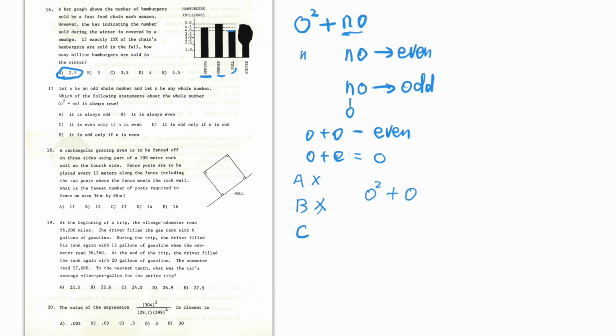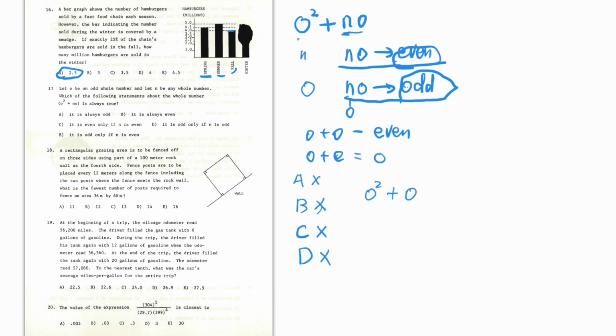So N is even, then NO is even. Even plus the O squared, which is odd, is always odd, not even. So C is wrong. And D, it is odd only if N is odd. N is odd, NO is an odd number. O squared is odd, so odd plus odd is even, not odd. So D is wrong.